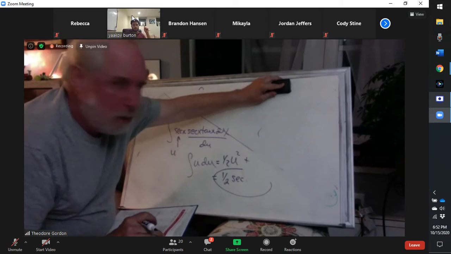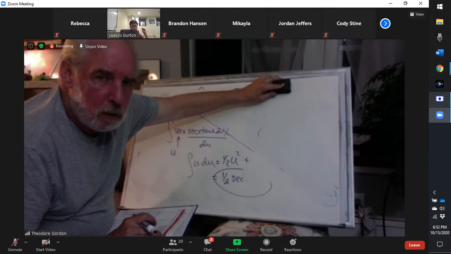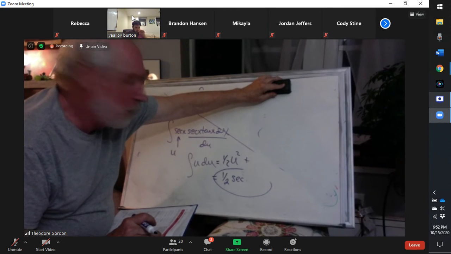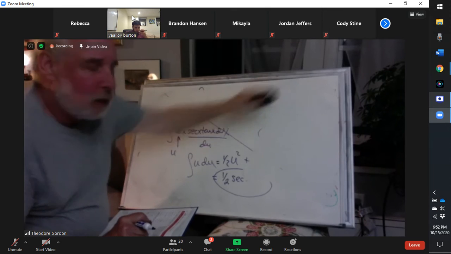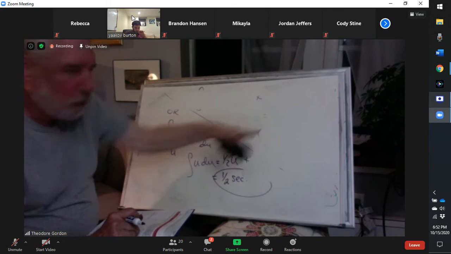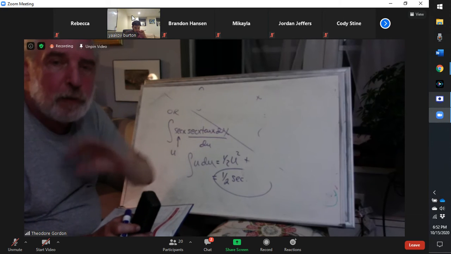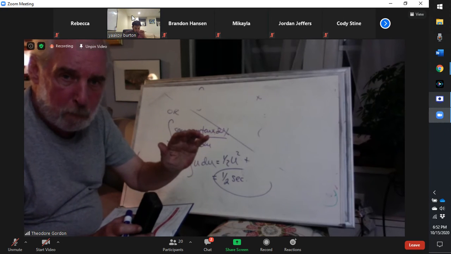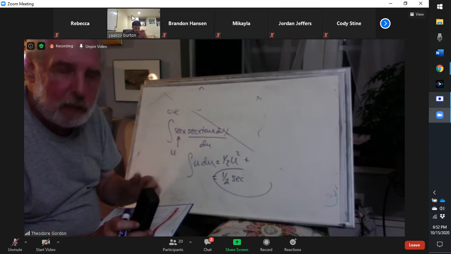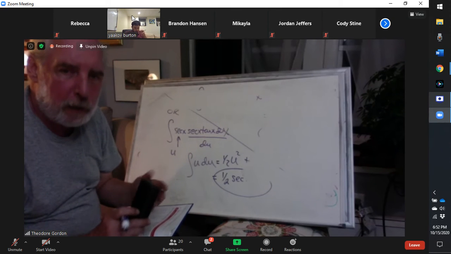Wouldn't that mean that secant squared x equals tan squared x? They don't equal each other, but those two particular answers will, on certain intervals, give you the same curve. They'll have the same graph. And it's because things are being squared.